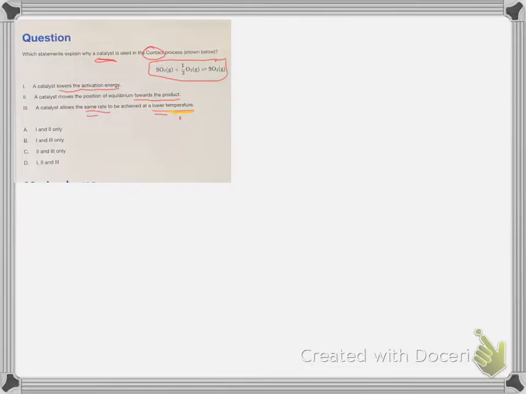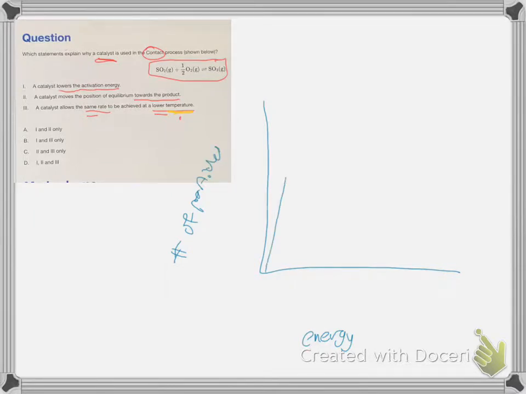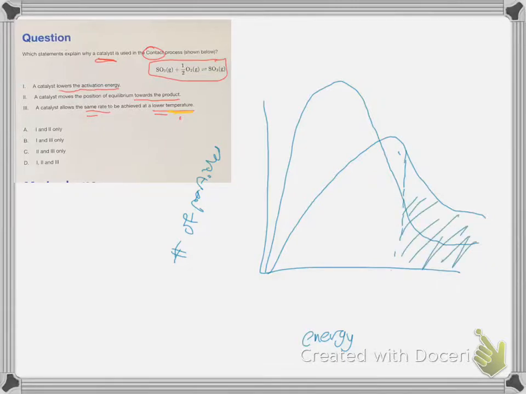And additionally, we also have a second graph, a number of particles versus energy graph. This is going to be a certain temperature, and this is going to be a higher temperature. Now this area under the curve means that more reactant particles will now have the necessary activation energy for the reaction to occur, which is what I just explained.